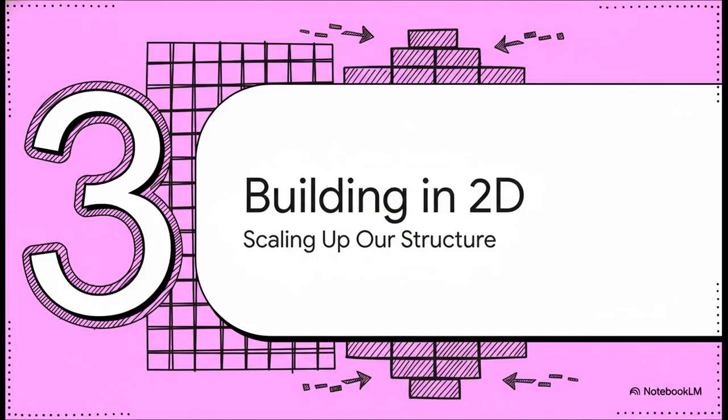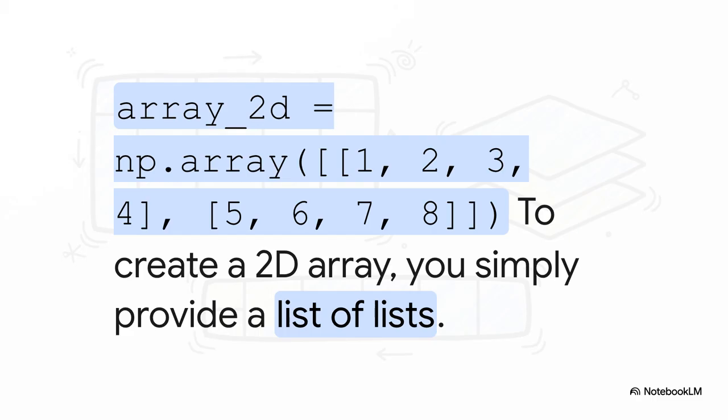All right, we've nailed the basics. Feeling good? Now it's time to level up. We're going to take what we just learned and build something a bit more complex, a two-dimensional array. This is where things really start to get cool. You know, one of the best things about NumPy is that its logic is super consistent. To make a 1D array, we give it a list. So to make a 2D array, you guessed it, we just give it a list of lists.